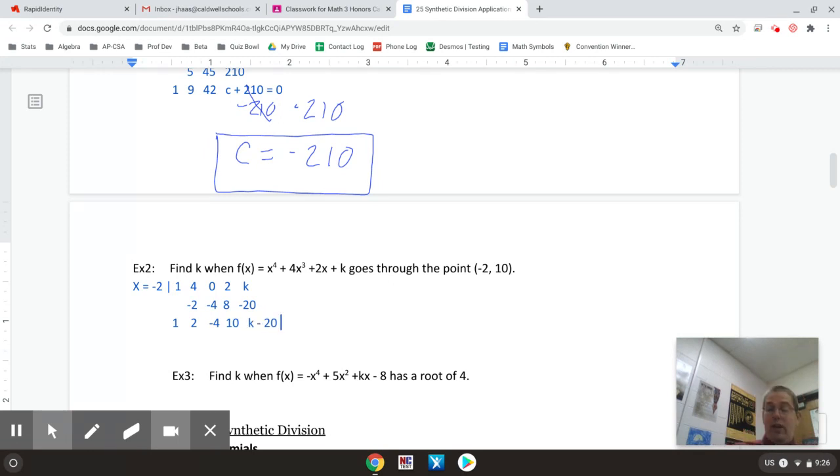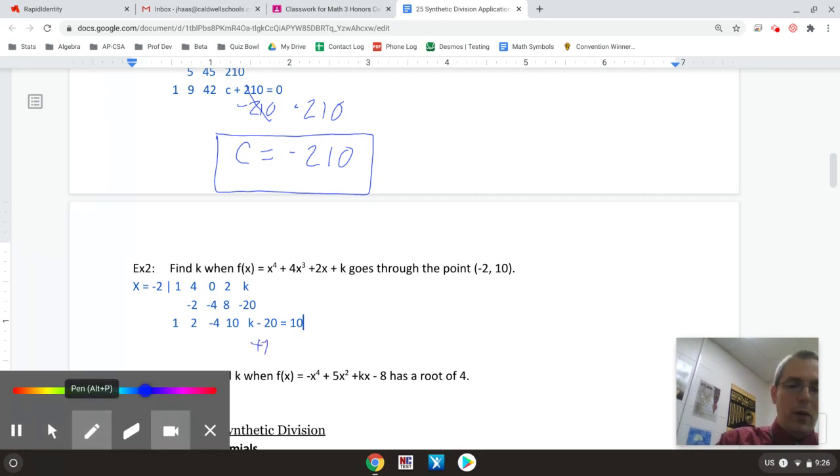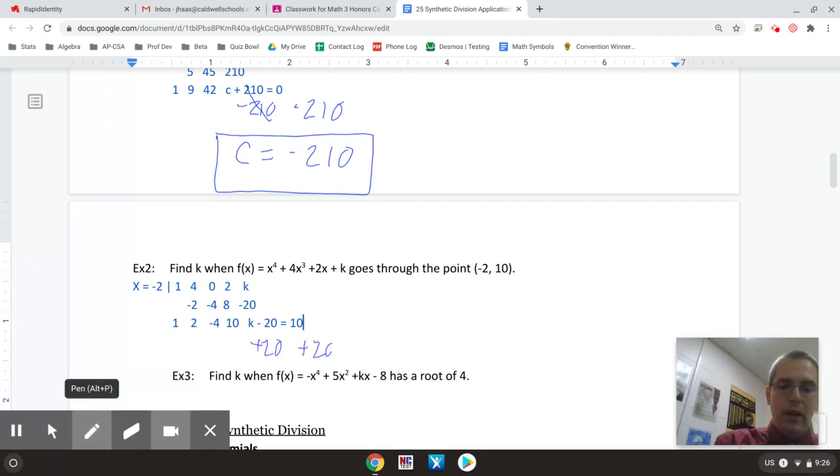So at this point, I know my remainder is k minus 20, but I know that that remainder should be equal to 10 because another thing we talked about in the last video is if I divide out the x-coordinate, the remainder should give me the y-coordinate. If it's 0, that means it's an x-intercept, and it helps me figure out factors, but if it's any other number, I still know the point is on this graph, only if that remainder of k minus 20 is equal to 10. At this point, I need to solve, so what I'm going to do is add 20 to both sides, and you end up with k equals 30.